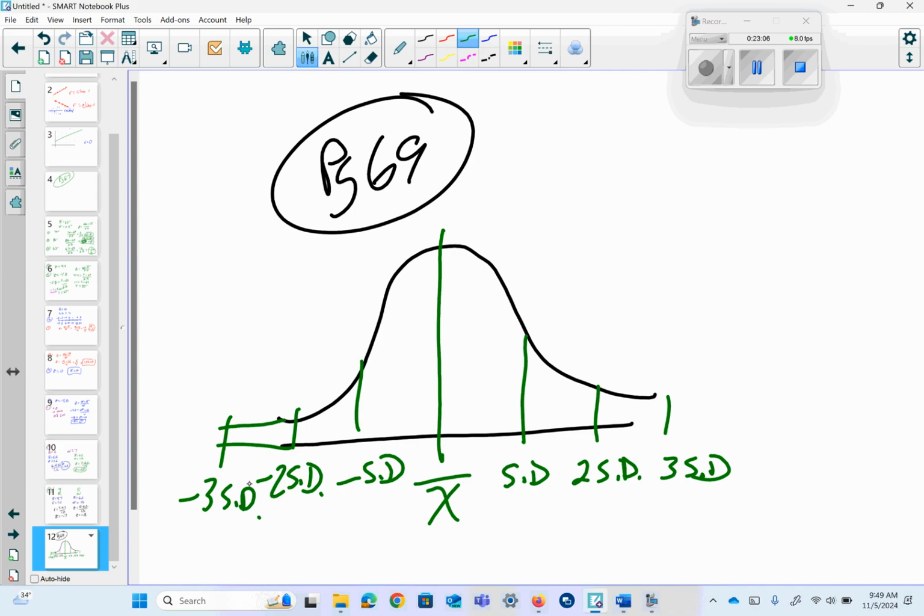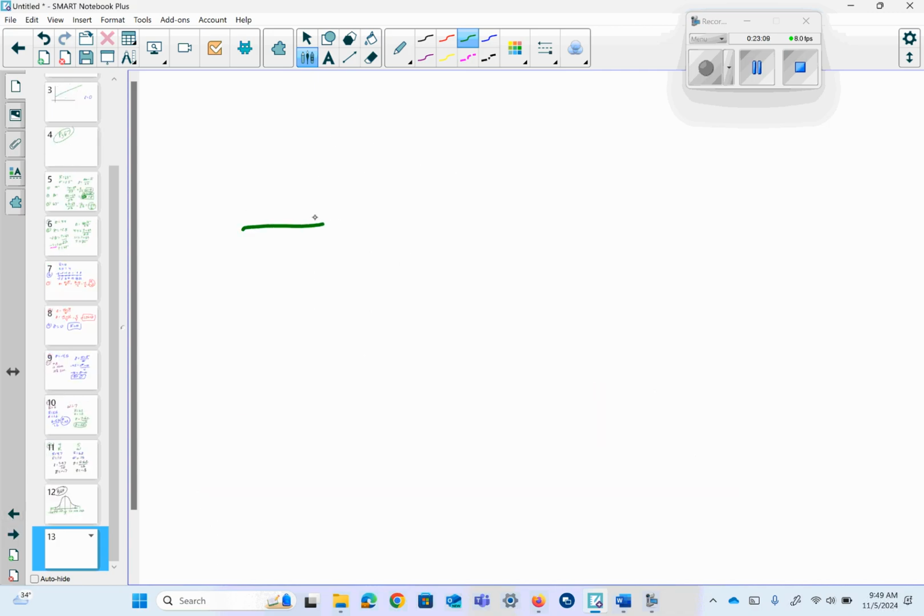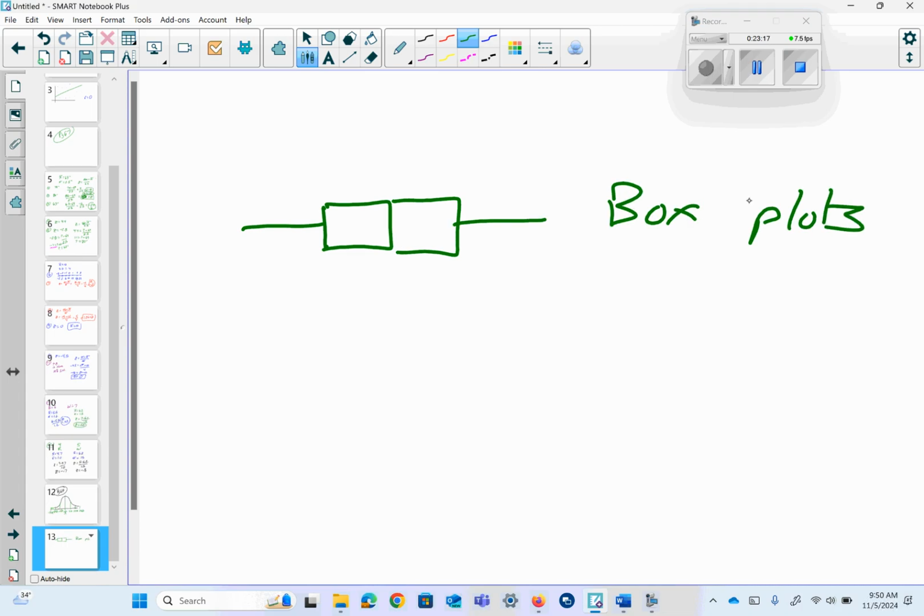Now, things that we have done so far. We have done box plots. Agree? Okay, so things about a box plot, you know that 25% of your data fits in each one of these regions, right?